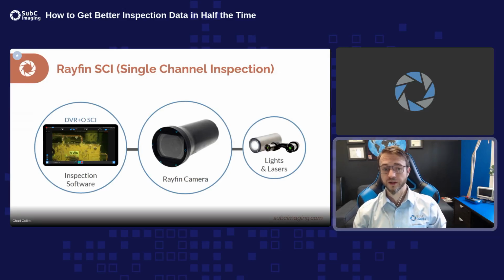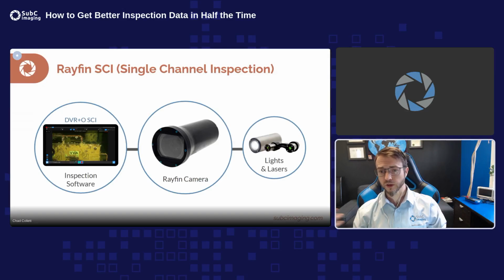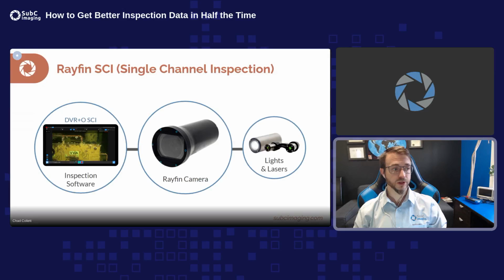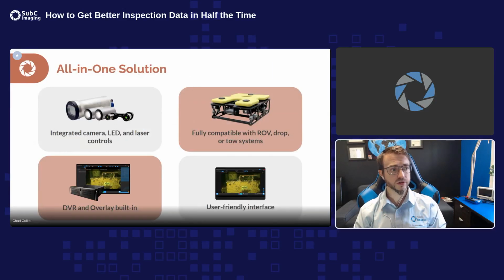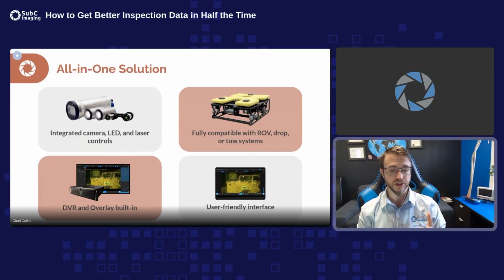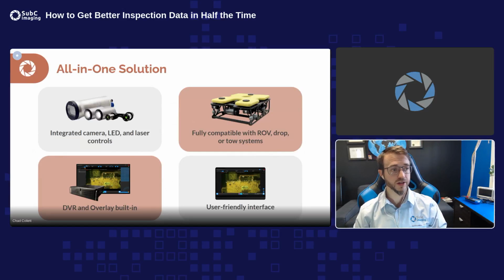If you're doing a single channel inspection with a drop system or a small ROV, we've got a lot of good feedback that this has been ideal for a lot of people. And the beauty of it is it's all in one solution. You've got an integrated camera with optional LEDs and lasers. It's fully compatible with all types of underwater vehicles and platforms. There are different depth ratings available. And the topside software is a full DVR. It has annotation, it has image enhancement, it has a lot of other features we're going to cover coming up in this presentation. And it's really user-friendly.